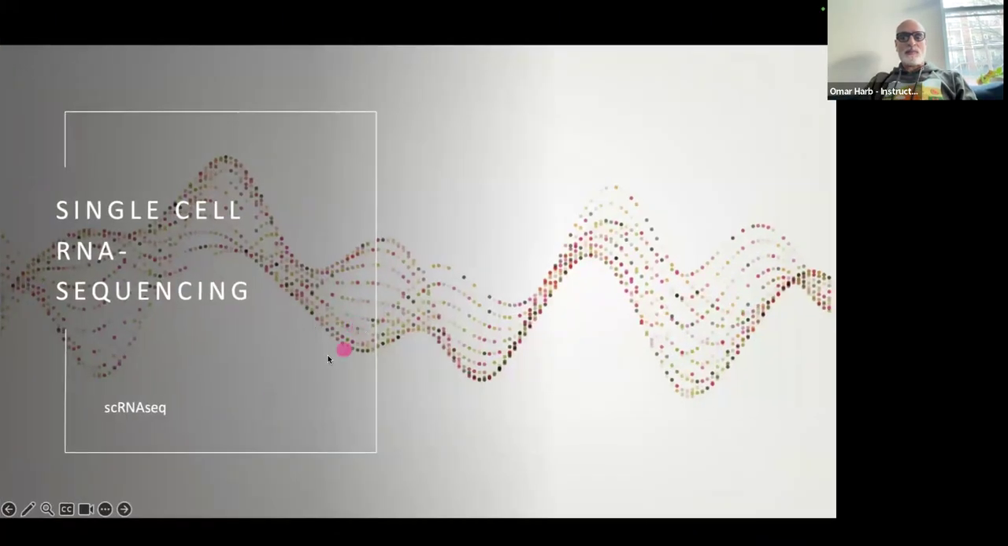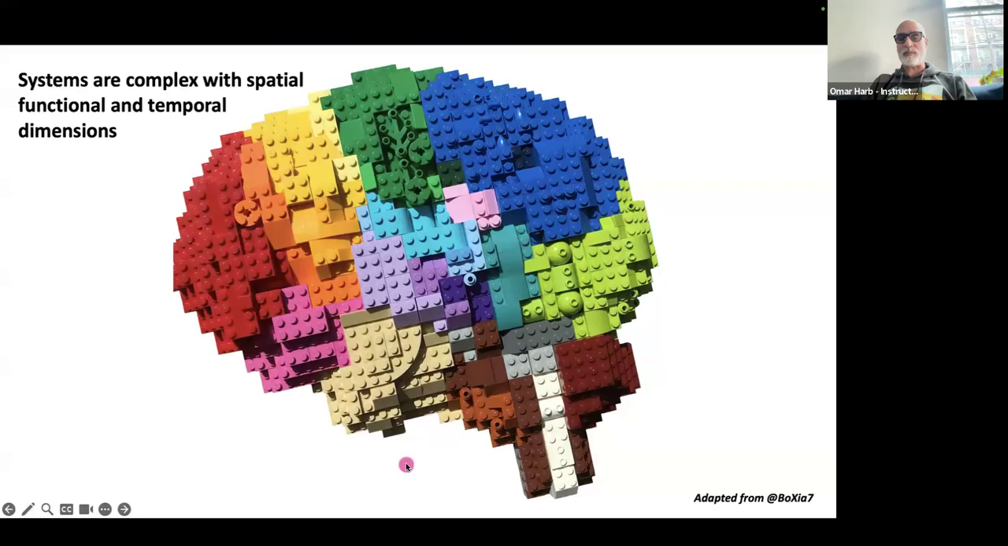So for single cell data, I'm going to zoom out a little bit, and we're going to talk about the systems that we all investigate. And this is, we're looking at a brain made up of Legos here. And systems are obviously complex. We know that. They're spatial. They have functional and temporal dimensions, right? Different parts will have different functions. And of course, they change over time.